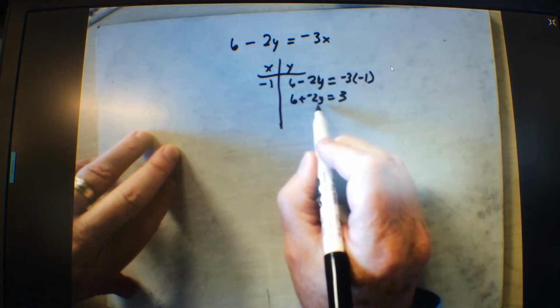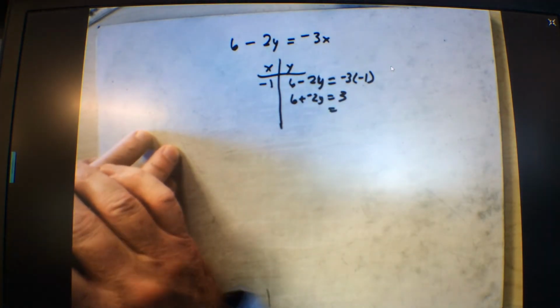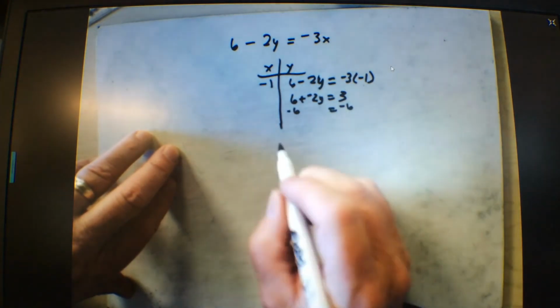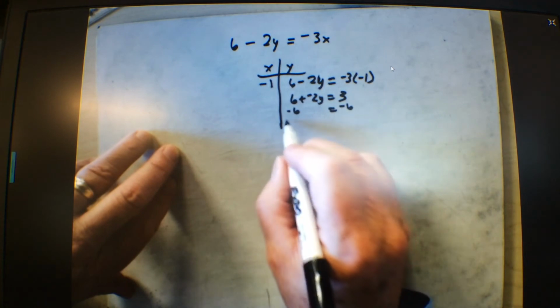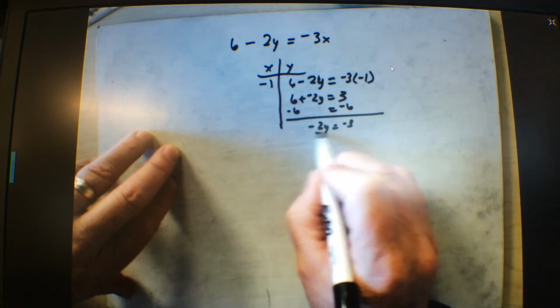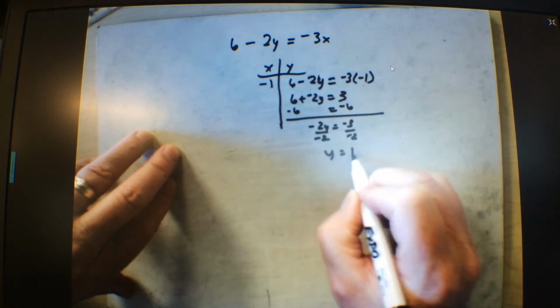Now I'm solving for y, right? I'm going to solve for y to find out what my y value is. So I'm going to move the 6 over. I'm going to subtract 6 from both sides. This is normal, right? We've done this before. So I have -2y equals -3, and then I divide by -2. And I get y equals 1.5.